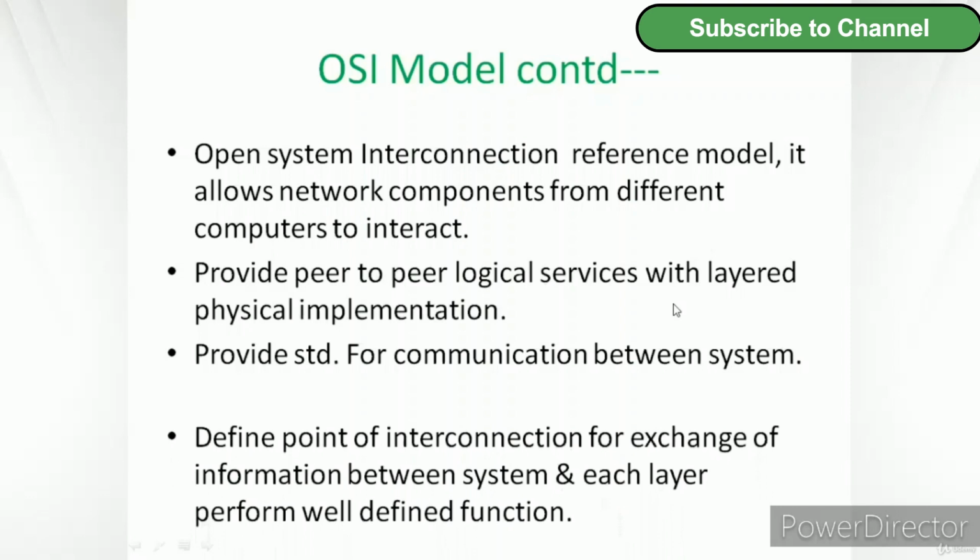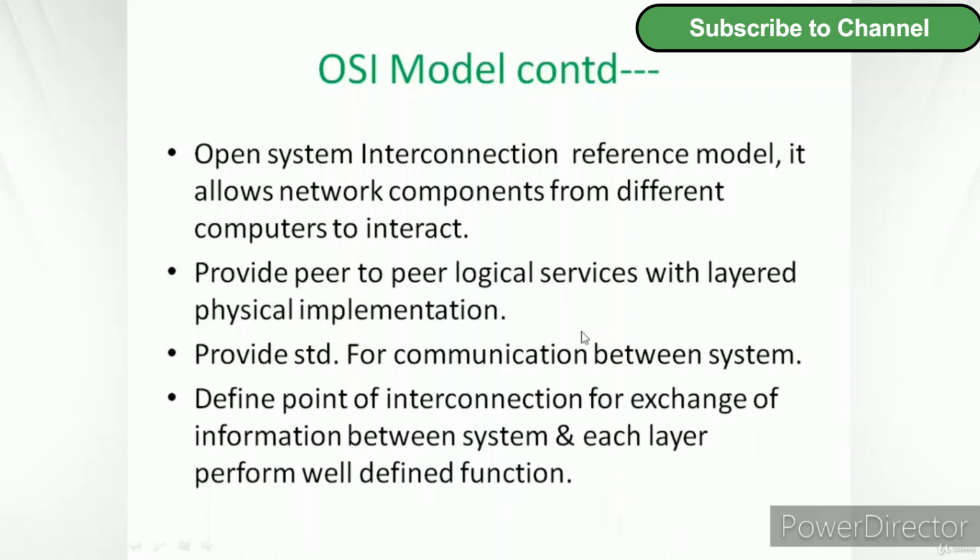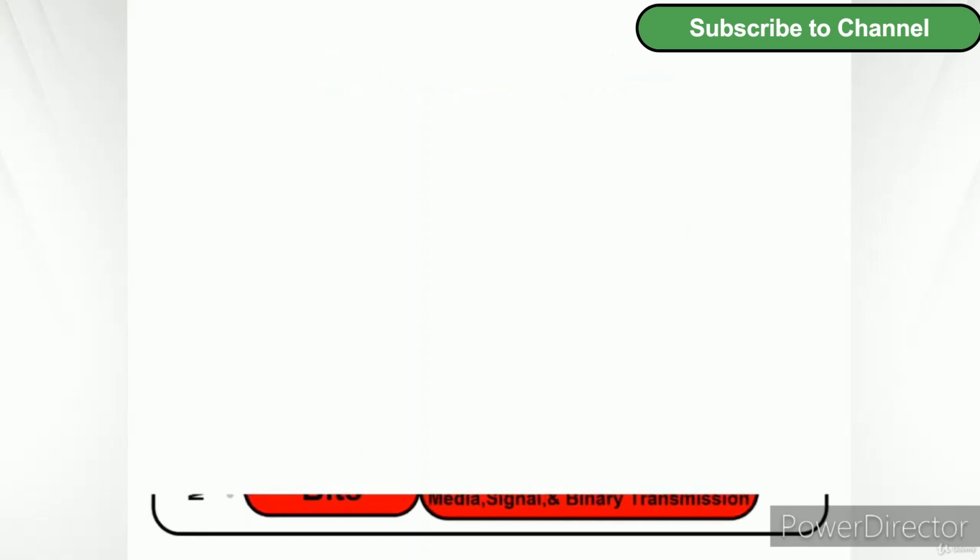It provides a standard for communication between systems. It provides the defined standard. Then it defines the point of interconnection for exchange of information between systems, and each layer performs a well-defined function. So it gives the point of exchange of information, as well as each layer having some defined function. So these are the details of the OSI model.